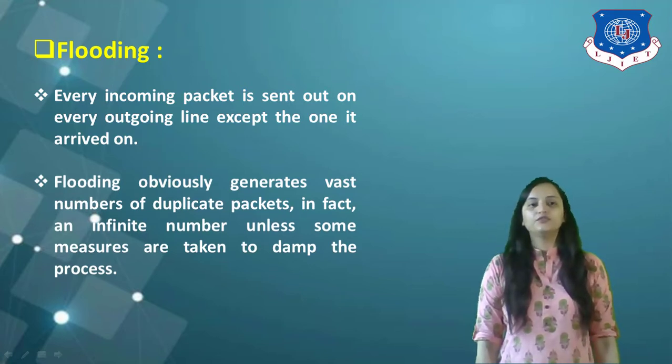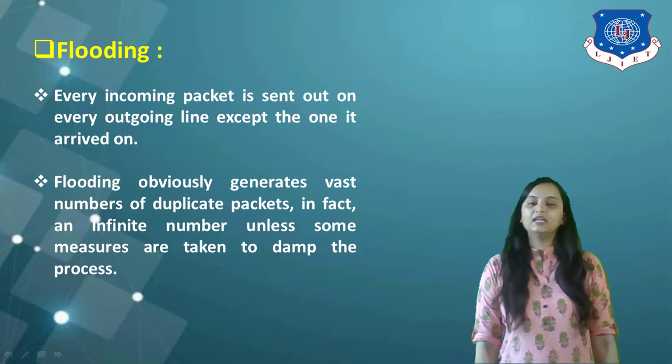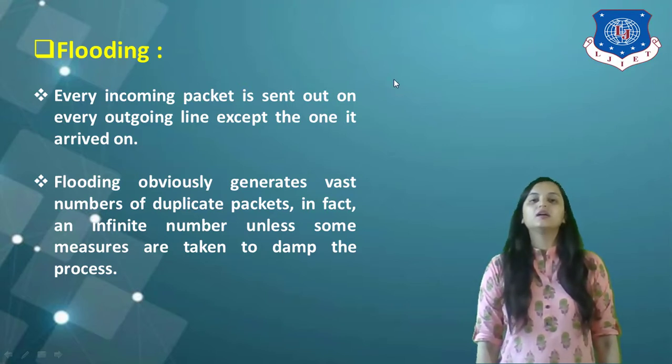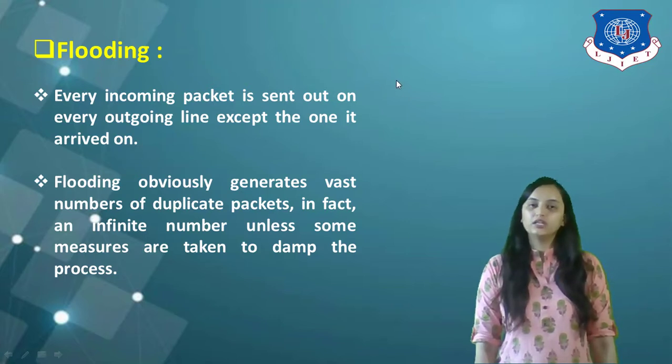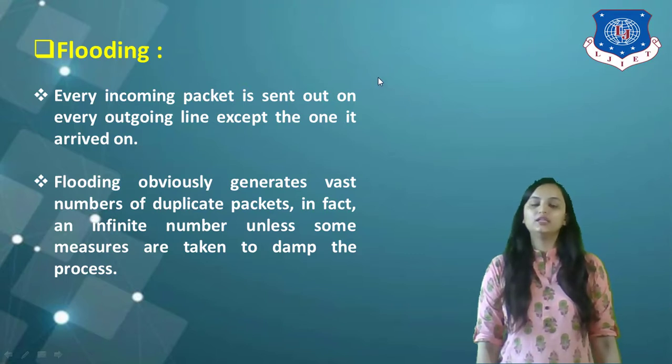Flooding obviously generates a vast number of duplicate packets, in fact an infinite number, unless some measures are taken to damp the process. That means whenever the flooding algorithm is used, some measure must be established so that this over provisioning and duplication of packets at the receiver side can be reduced to some extent. There are various algorithms and logics available to reduce flooding based on the network requirement. These strategies can be implemented when the flooding algorithm is used at the network layer.